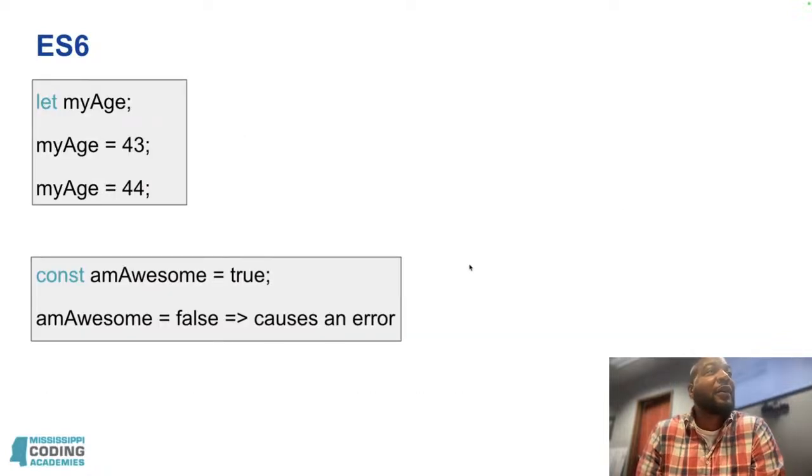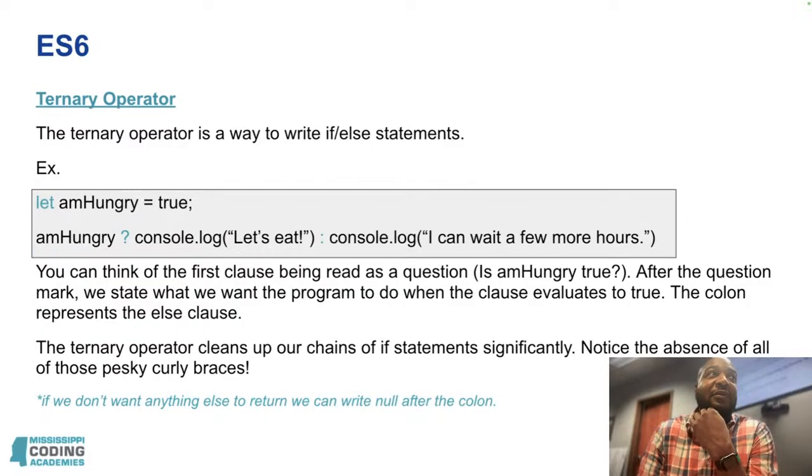Here's an example here. Here we have let my age. So I am initializing variable my age. And with my age, you see it can be updated here, going from 43 to 44. Const am awesome. That's true. Okay. So what that means is I can't go and change am awesome to false. It'll say, hey, that causes an error. Okay. So once we have assigned a data type, it cannot be changed. All right. So that's cool.